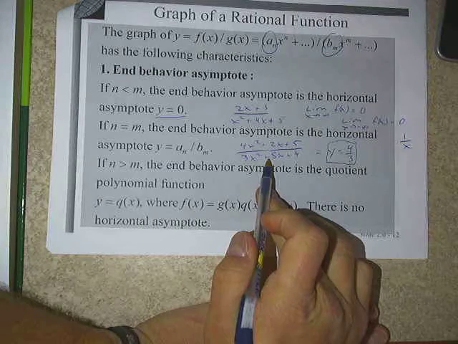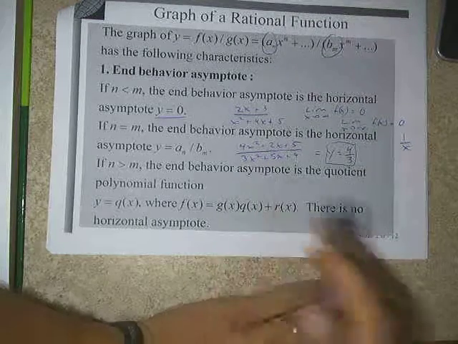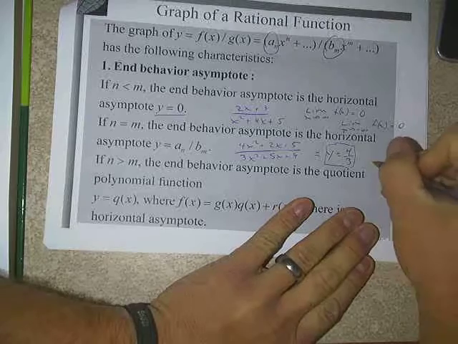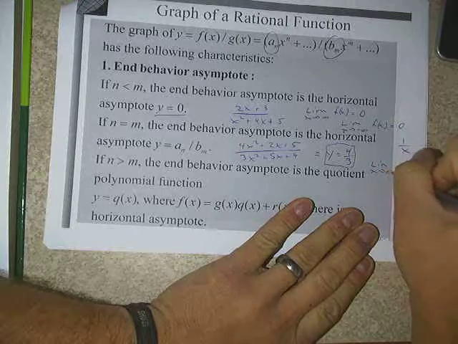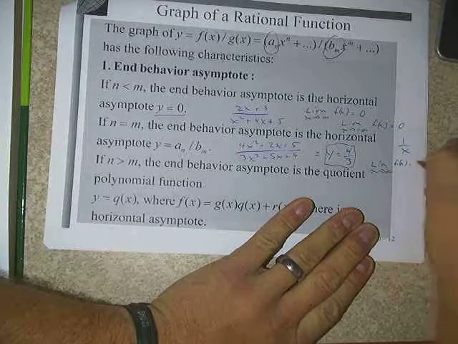And if you were to graph this, would that be fairly clear by looking at the graph, that we have a horizontal asymptote at y equals 4/3? Absolutely.